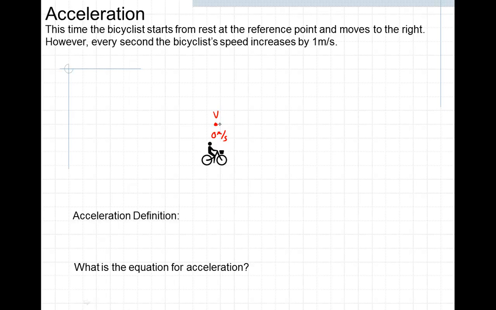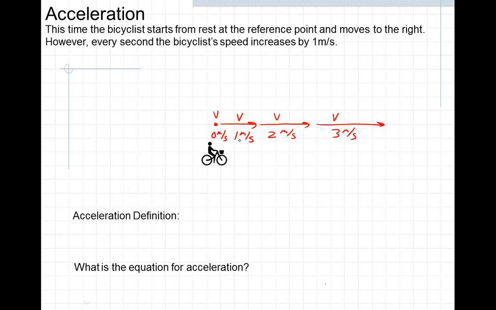Then 1 second later, because her velocity increases by 1 meter per second every second, her velocity is now 1 meter per second. Then another second later, her velocity is 2 meters per second. And then another second later, her velocity is 3 meters per second. Okay? Now, if we look at how much her velocity changes from second to second, we'll notice a certain pattern.